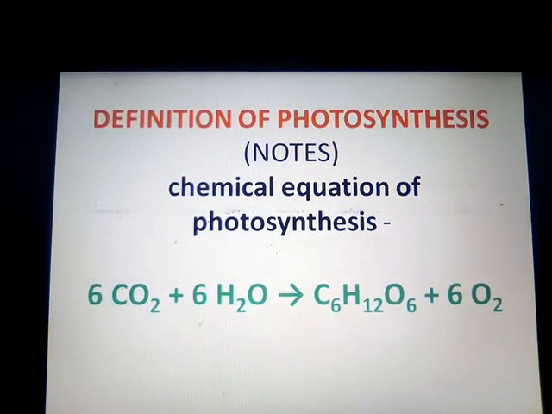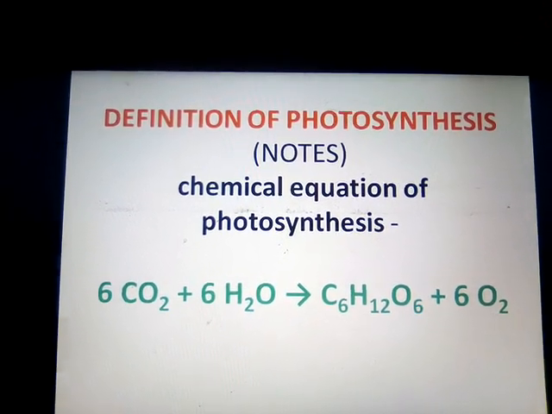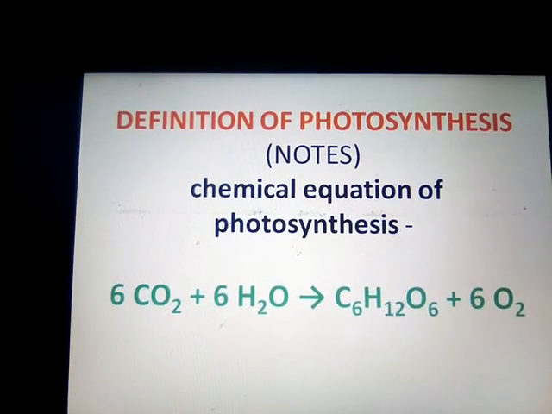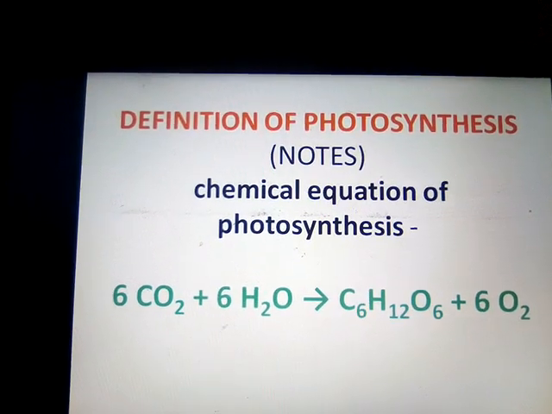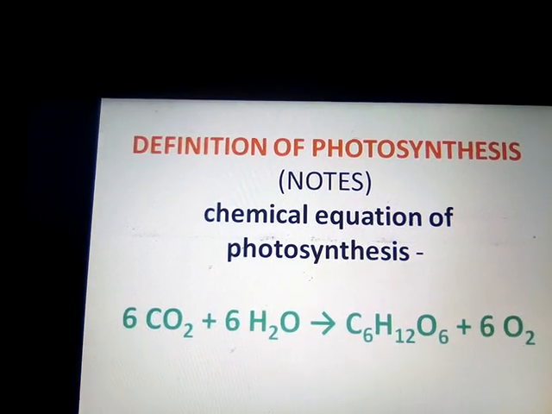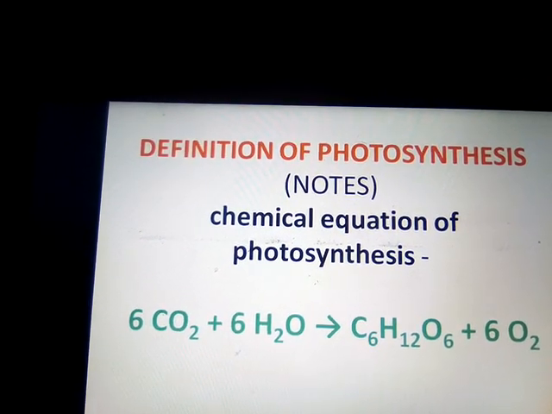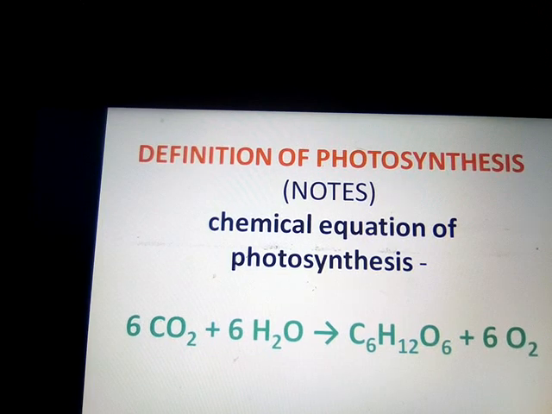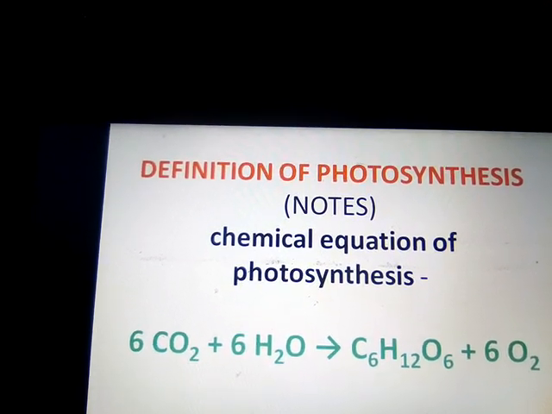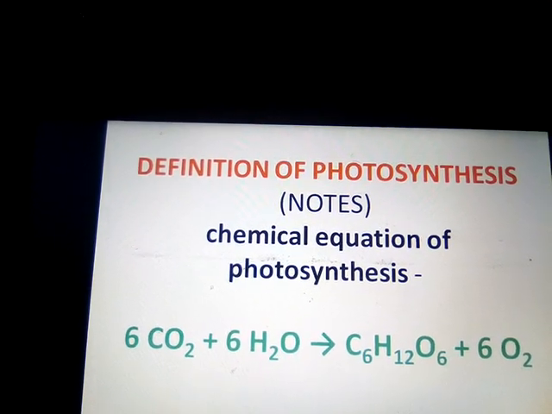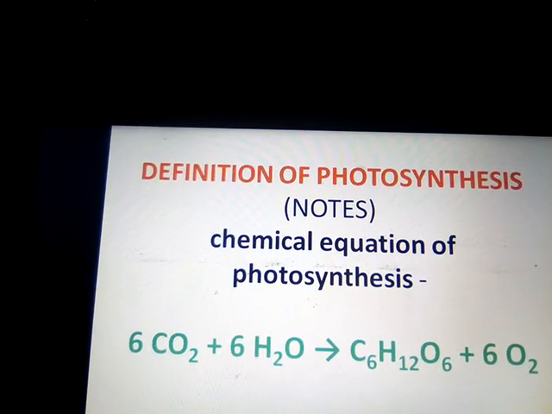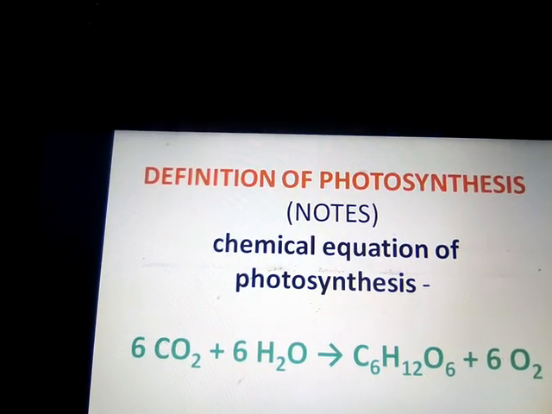Definition of photosynthesis. Photosynthesis is the production of food by green plants from carbon dioxide and water using the energy from sunlight, which is trapped by chlorophyll.